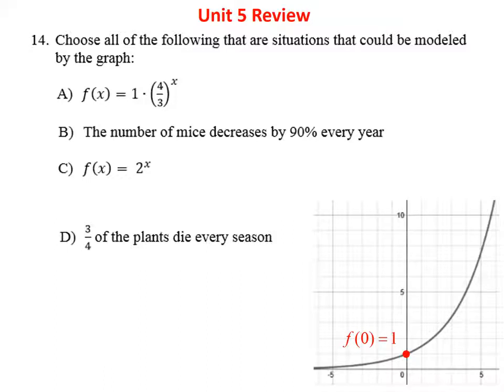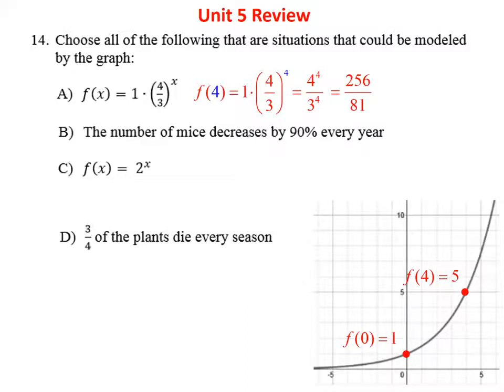Now we find a point that we can identify here. Many of these are hard, but I find a point there. Notice that at this point where x is 4, y is 5. So we're going to look at this and use this to determine if any of these match. So in the first problem, notice that f of 4, if I put in 4 for x, I want to see if I get 5. Well, notice 4 to the 4th power over 3 to the 4th is 256 over 81, that is definitely not 5. So A doesn't work.